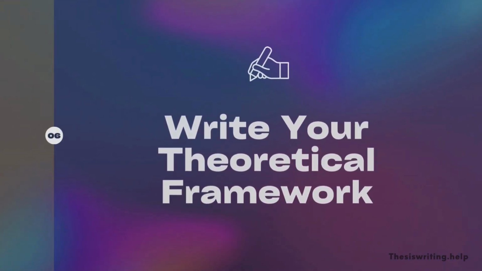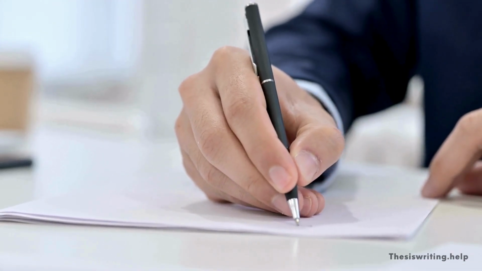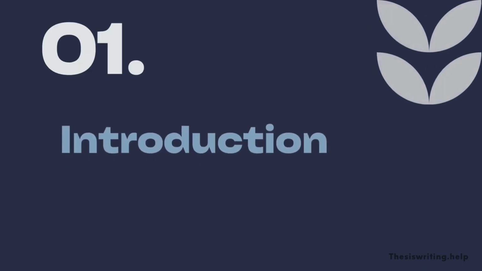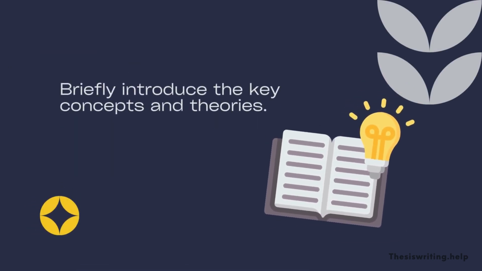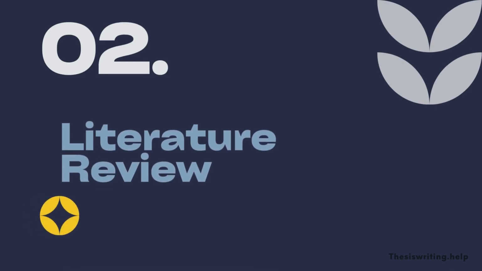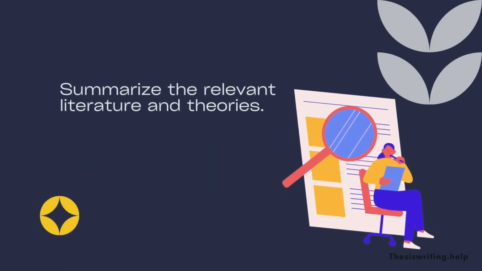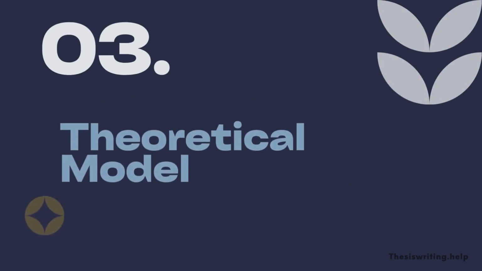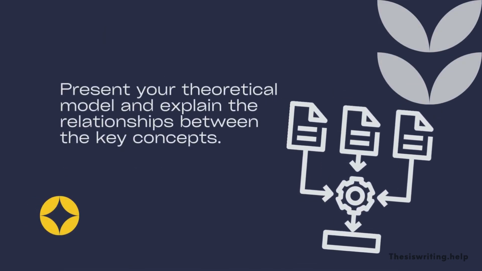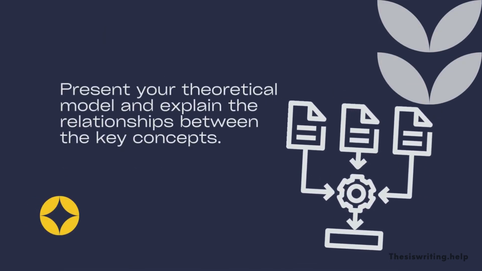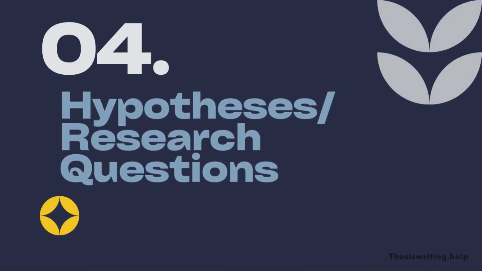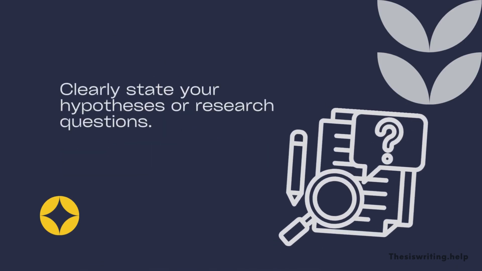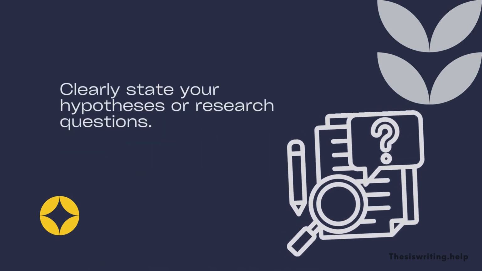Number six, write your theoretical framework. Finally, write your theoretical framework section, including the following elements. Number one, introduction. Briefly introduce the key concepts and theories. Number two, literature review. Summarize the relevant literature and theories. Number three, theoretical model. Present your theoretical models and explain the relationships between the key concepts. Number four, hypothesis or research questions. Clearly state the hypothesis or research questions.